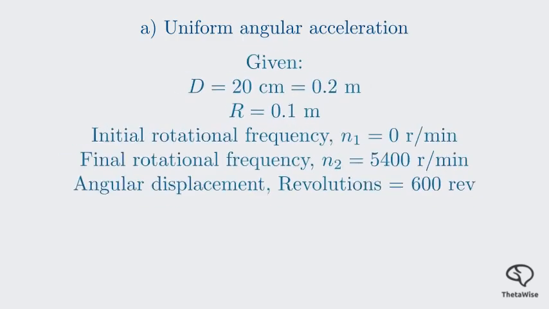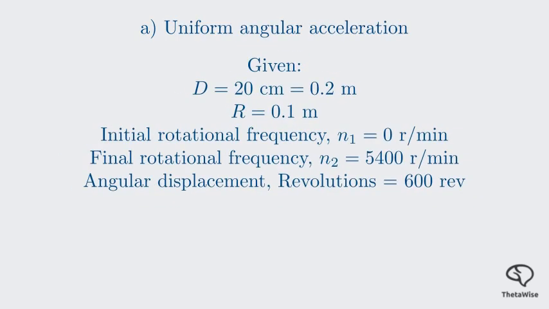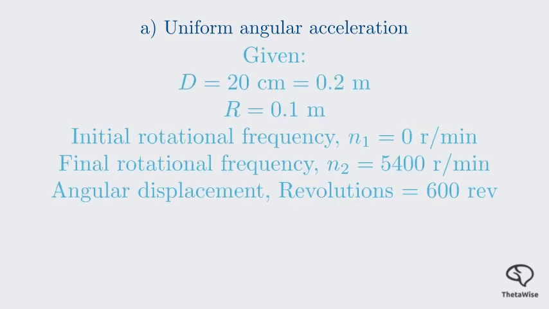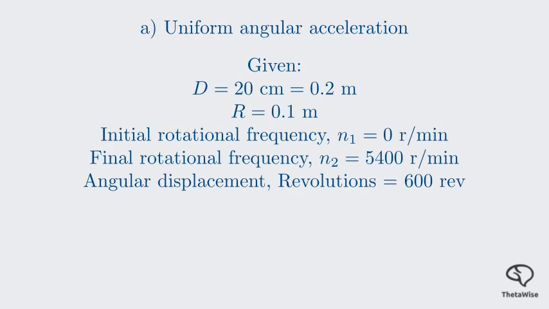Let's start with part A. Here's what we're given. The diameter is 20 centimeters, which is 0.2 meters. The radius is therefore 0.1 meters. It starts from rest, so the initial rotational frequency N1 is 0. The final rotational frequency N2 is 5,400 revolutions per minute, and the total angular displacement is 600 revolutions.